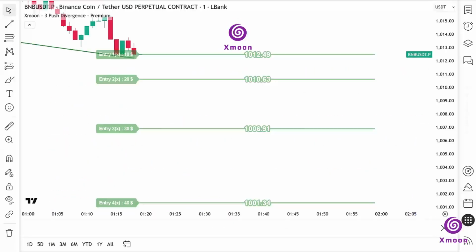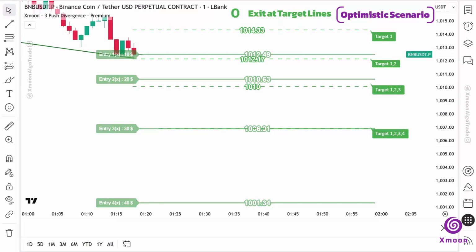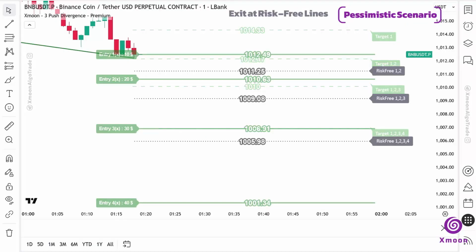In Xmoon, after entering each step, we always have two distinct exit scenarios. The optimistic exit scenario involves exiting on our target lines. This is for when the market moves precisely in the direction of our analysis and we are looking to secure our profits. And the pessimistic exit scenario involves exiting on risk-free lines, for those times when the market is uncertain and we want to exit the trade without incurring any loss.